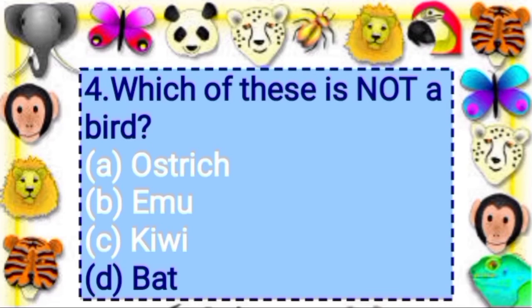Now next question. Which of these is not a bird? The answer is option D, bat. Bats are animals but they can fly, which is due to the flaps between their digits. So a bat is not a bird just because it has the ability to fly.